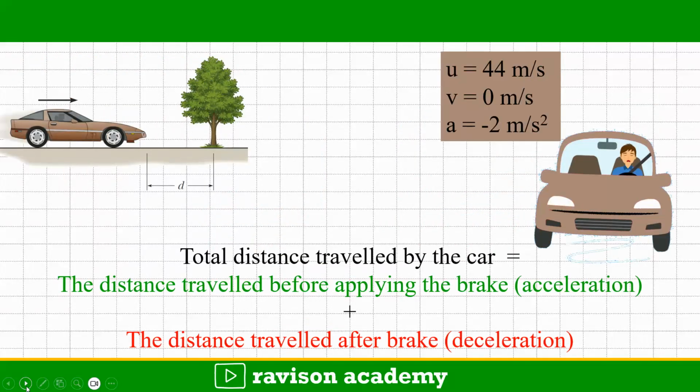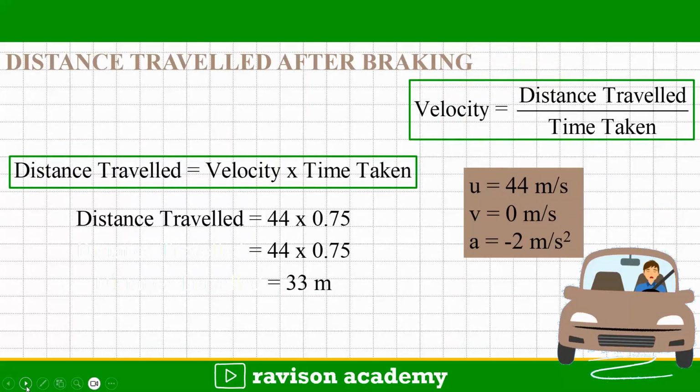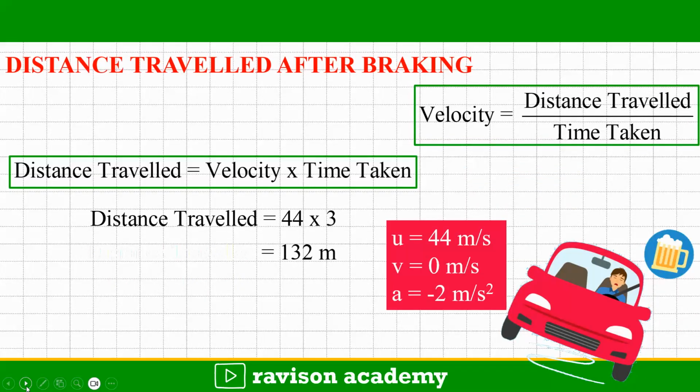Now, before applying the brake, the distance traveled is 44 into 0.75, since the reaction time is 0.75 seconds. We calculate the distance as velocity times time. So the distance traveled in the case of the normal driver is 33 meters. In the case of the intoxicated driver, he reacts 3 seconds after seeing the target, so the distance traveled will be more, that is 132 meters.